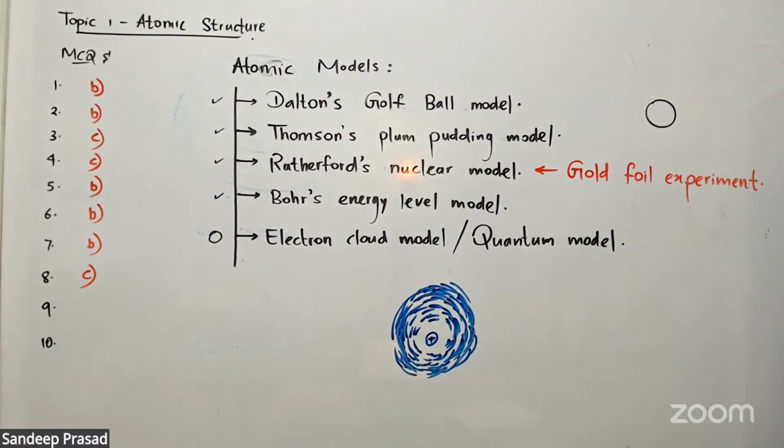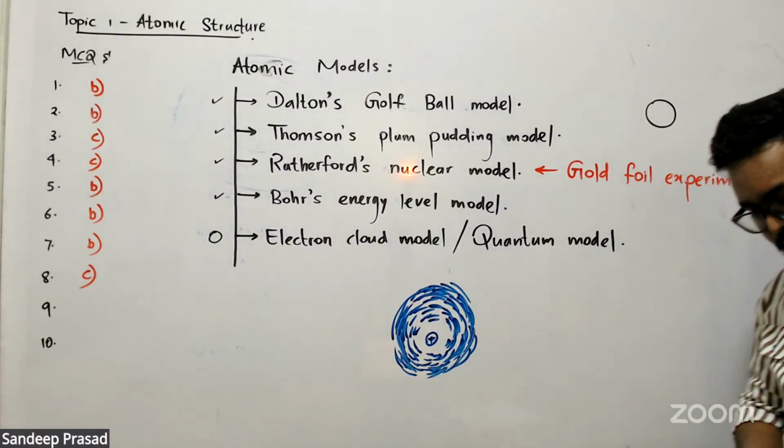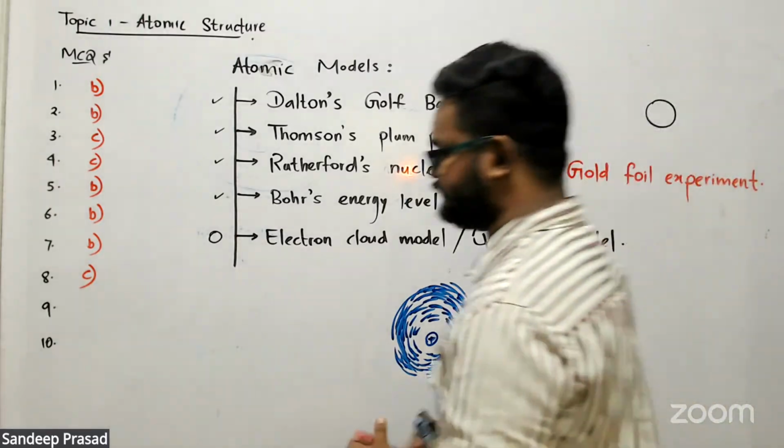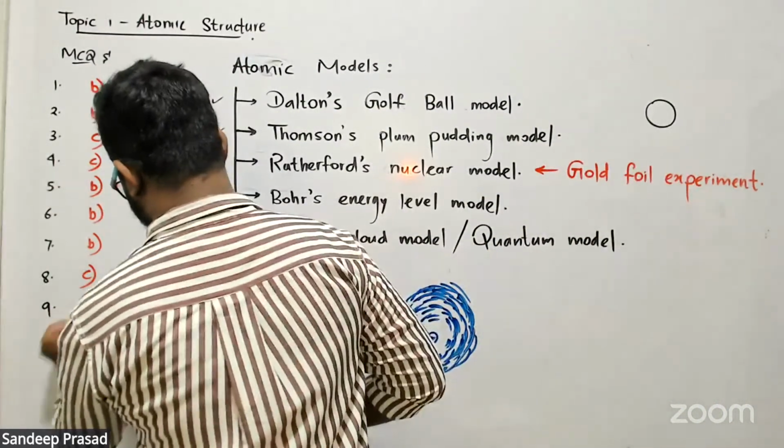Okay? Right. Which scientist proposed the nuclear model of the atom? Answer is Rutherford. Question number 9, answer is B.